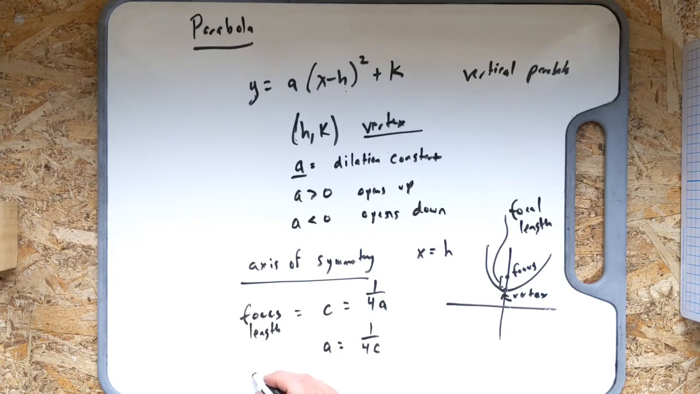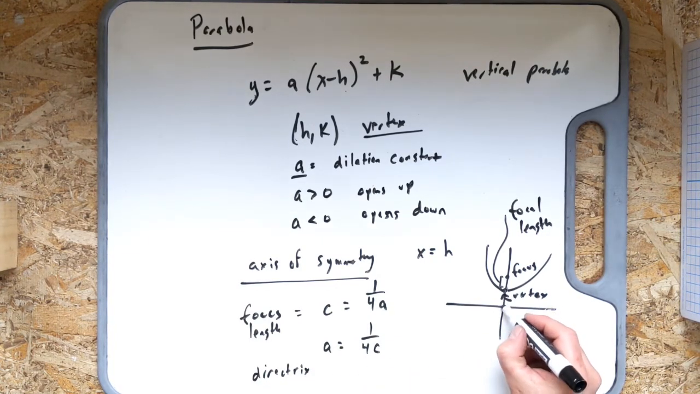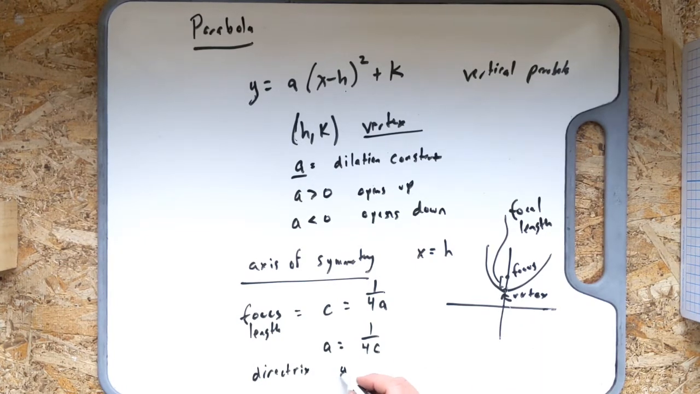The directrix is equidistant on the other side, and it's y equals k minus c, although you'll see in a moment we'll hardly ever use this equation. We'll just do it from a graph. Okay, so there's your equations.